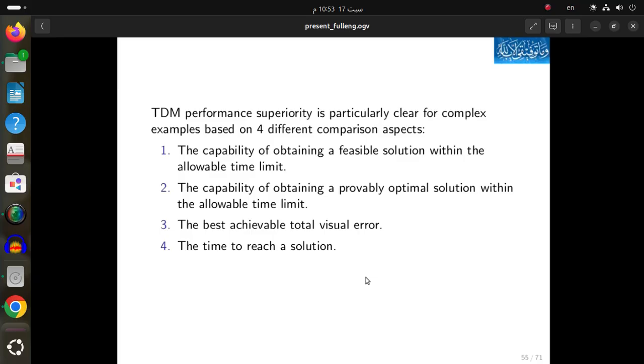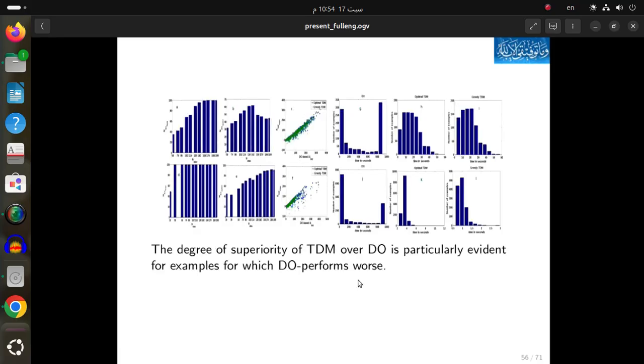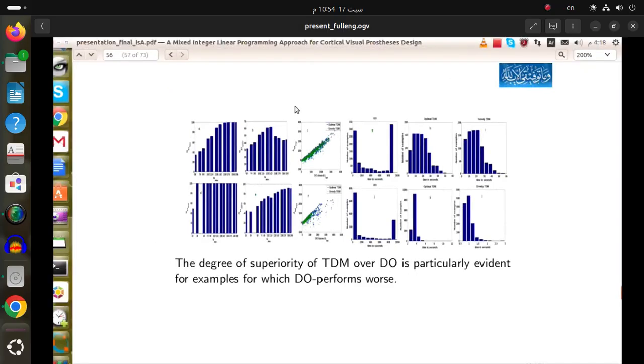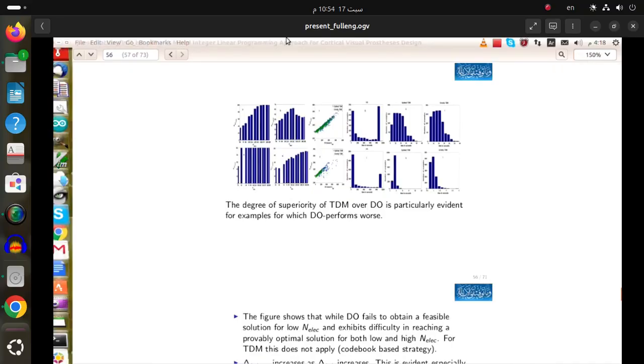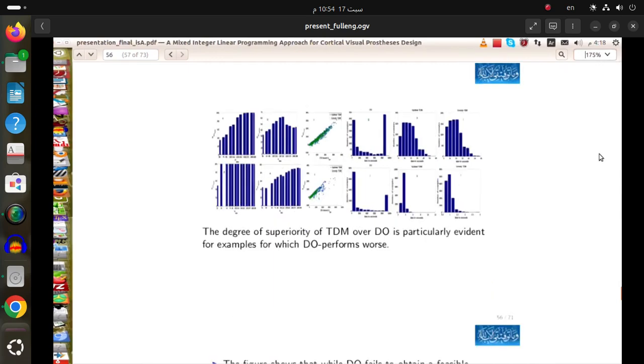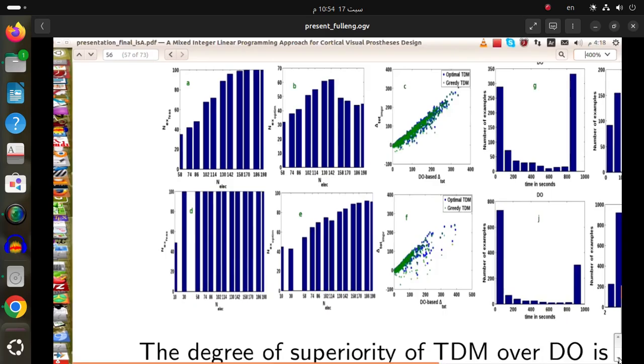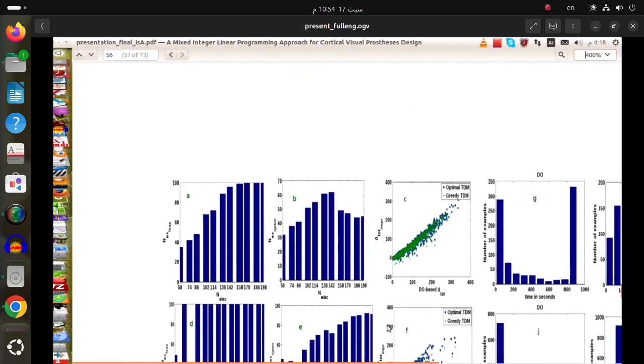Now I want to show these figures in detail. Here we come back to the point we said earlier: achieving feasibility and achieving optimality is more difficult as the number of electrodes decreases. When we use fewer electrodes, it becomes difficult to achieve feasibility and to achieve optimality.